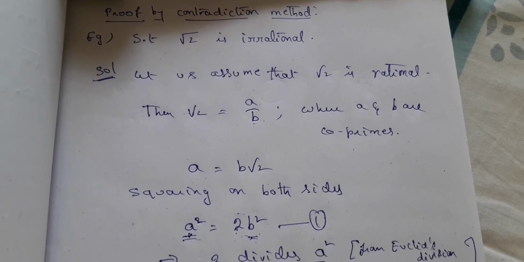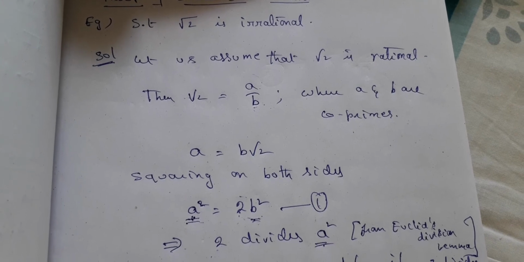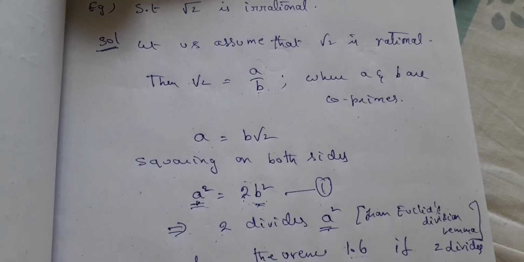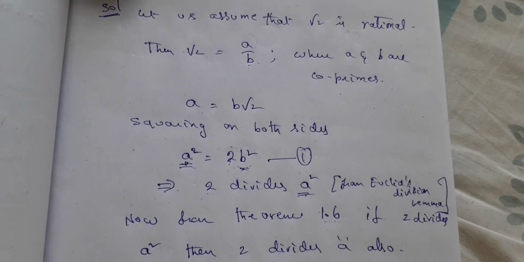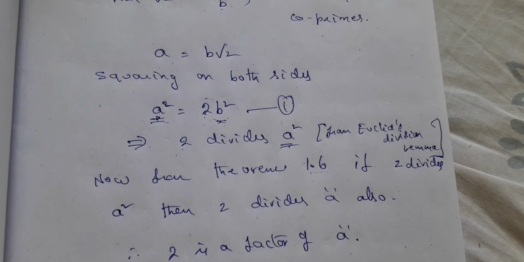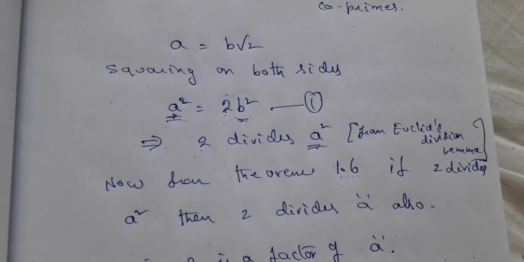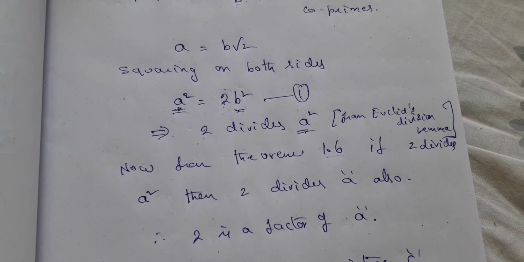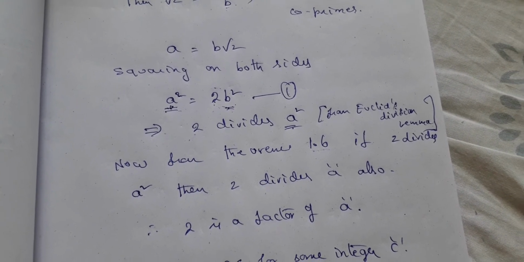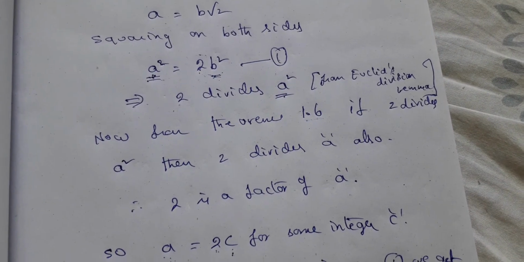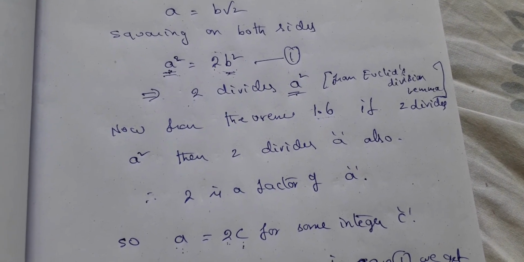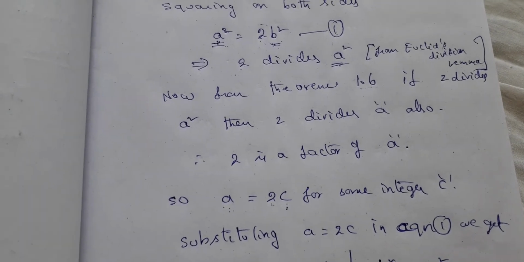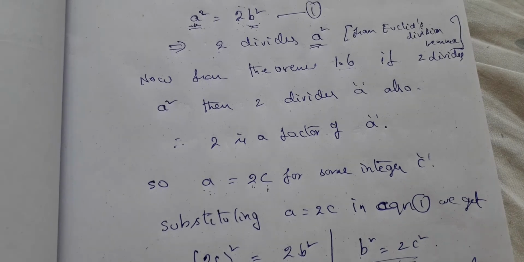So since root 2 is A by B, A can be expressed as B root 2. And squaring on both sides, you have A square is equal to 2B square. Now, from Euclid's lemma, we can easily say that 2 divides A square, without leaving a remainder. And then from theorem 1.6, if 2 divides A square, 2 also divides A. So 2 is a factor of A. And since 2 is a factor of A, I can write A is equal to 2C. C could be the quotient without leaving a remainder.